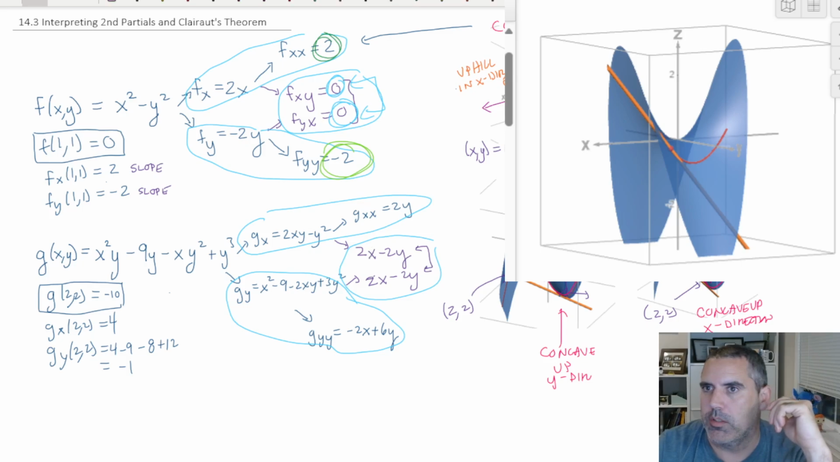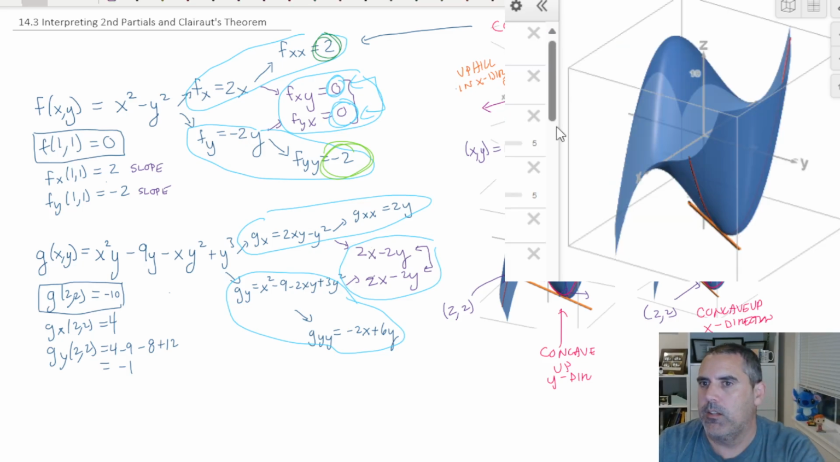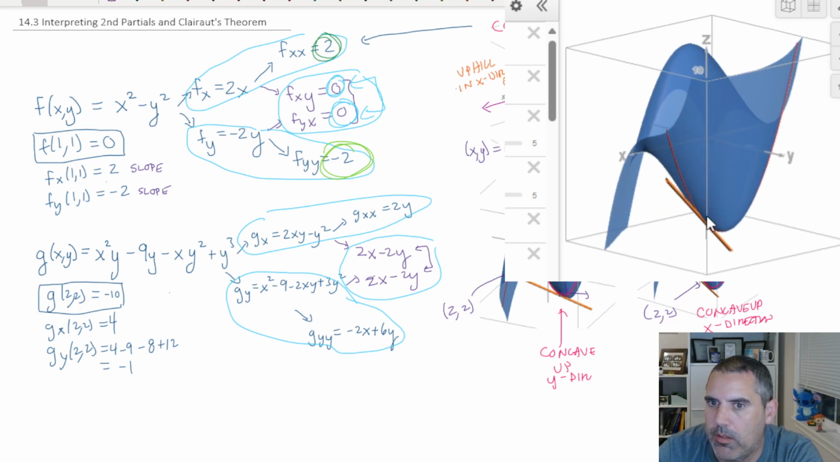Okay, what about the other one? So let's look at the other one. Here's that point (2, 2) I was talking about. Currently it's the slope in the x direction. So let's look at that. The slope in the x direction is positive. We did it. It's 4.